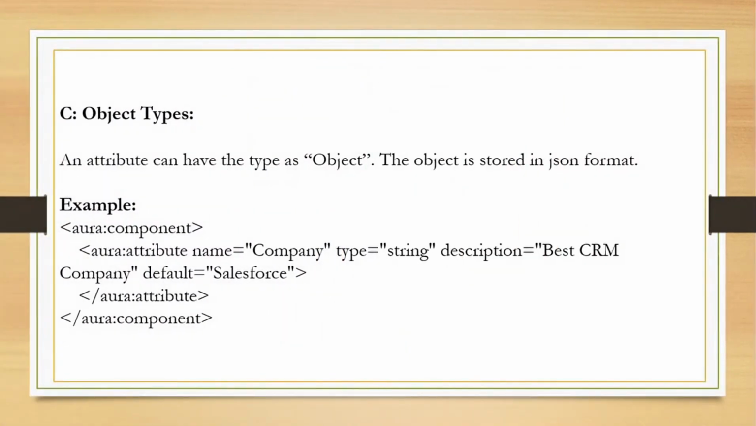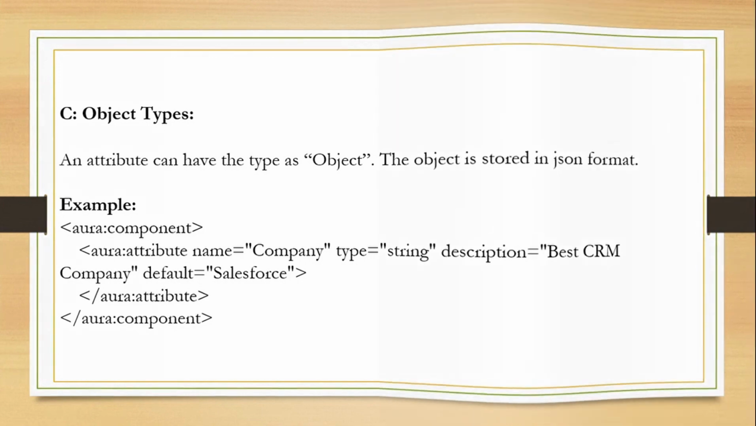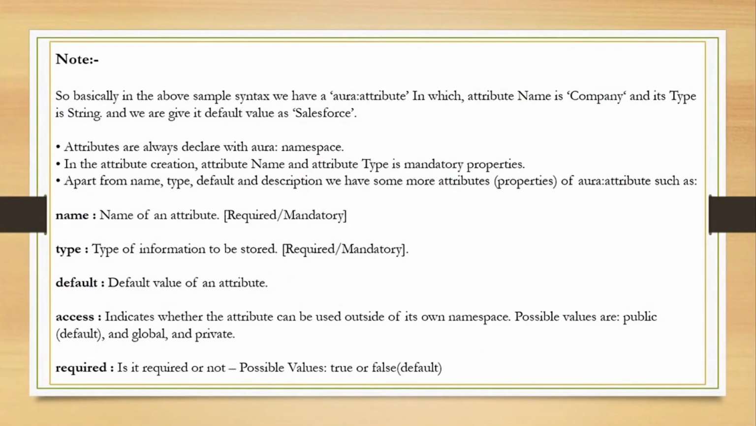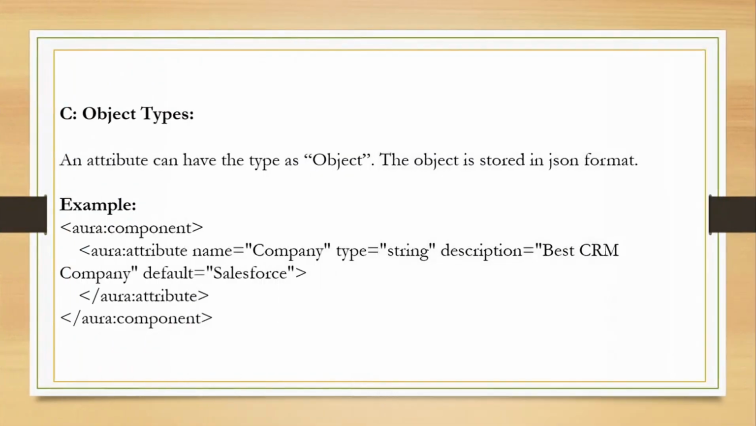C is object types. An attribute can have the type as object. The object is stored in JSON format. For example, in an Aura component, the attribute company has type string, description CRM company, default Salesforce. Basically, in the above sample syntax we have an Aura attribute whose name is company and its type is string, and we are giving a default value as Salesforce.